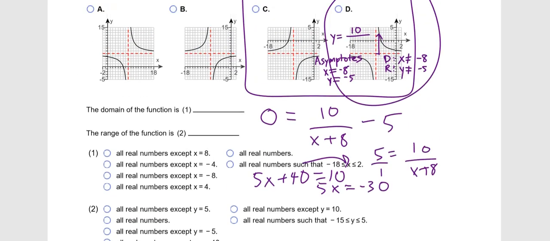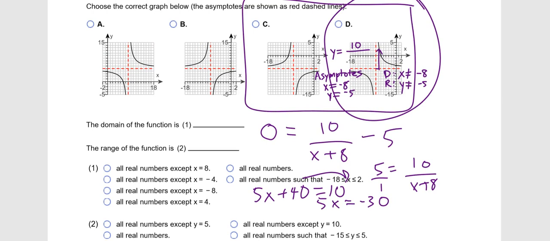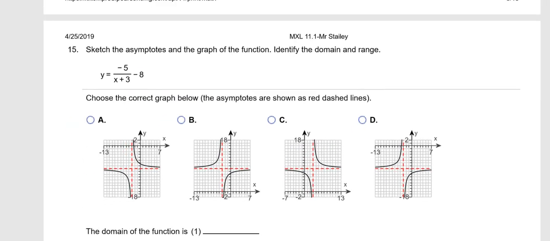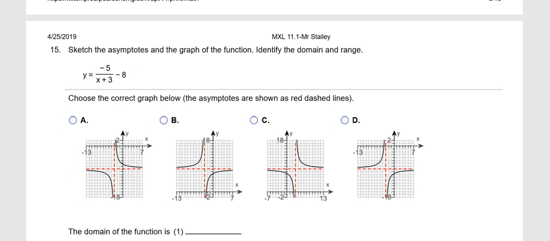Scrolling back up. You're just getting down the asymptotes or the domain and range? Yeah. All right. Okay. 15. Choose the one.